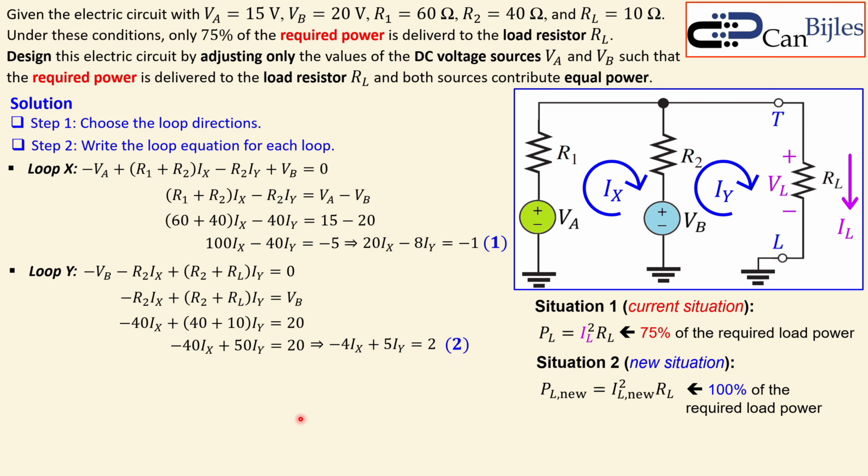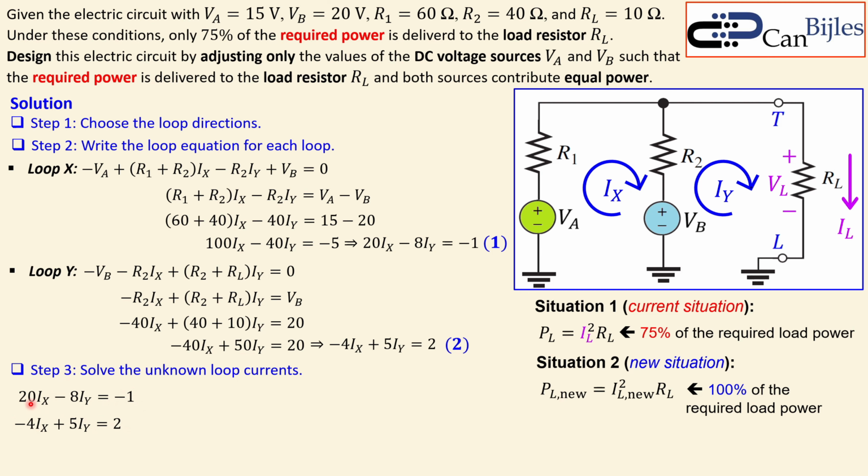So we can now use this to solve the unknown loop currents, which are ix and iy. But remember, we know that iy is equal to iL. So this is actually our main objective, to calculate iy. So let's bring these two equations together, on top of each other.